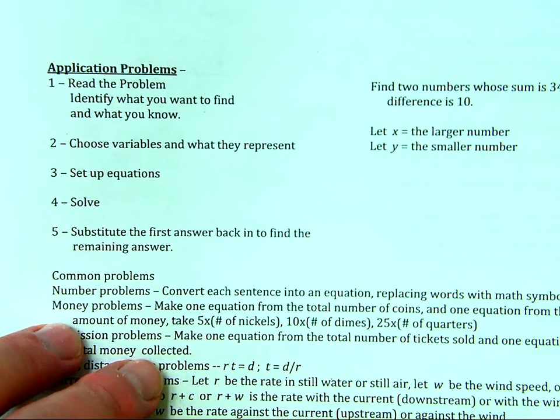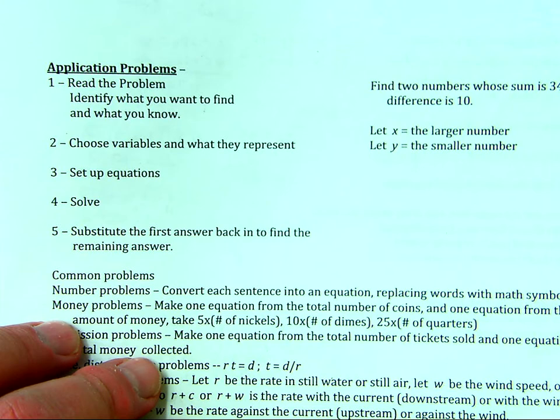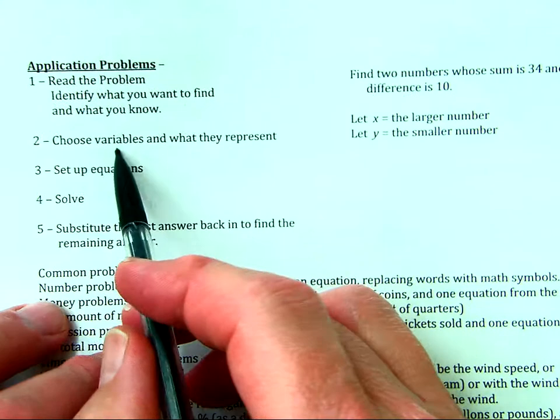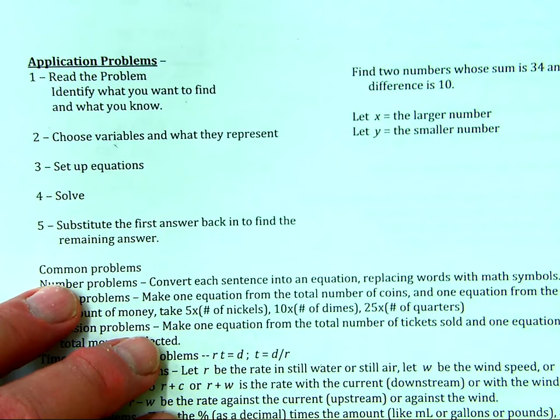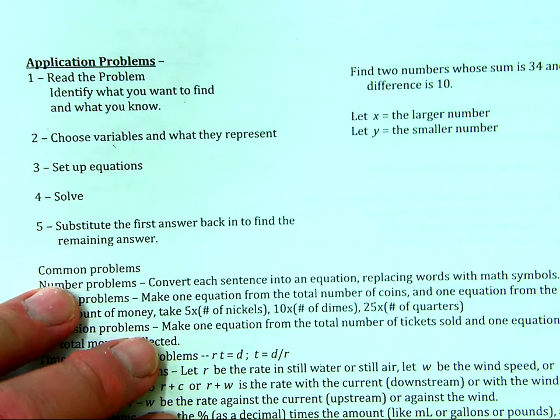And then look, what did they tell you? What was given to you in the problem? Once you've done that, you choose your variables. So if you can see two things, you choose your two variables and write down what they represent so you remember at the end of the problem: x represents this, y represents this.